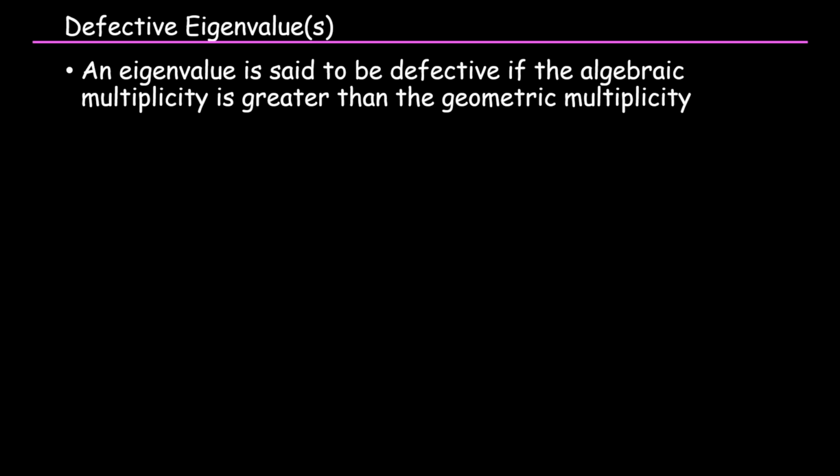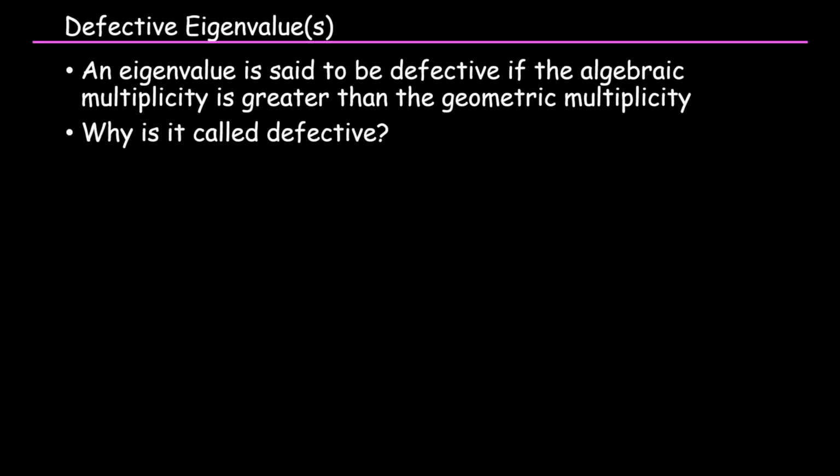So an eigenvalue is said to be defective if the algebraic multiplicity is greater than the geometric multiplicity. Remember when we discussed algebraic multiplicity and geometric multiplicity, and how the best case scenario is if the geometric is equal to the algebraic. This is the case when the algebraic is strictly greater than the geometric.